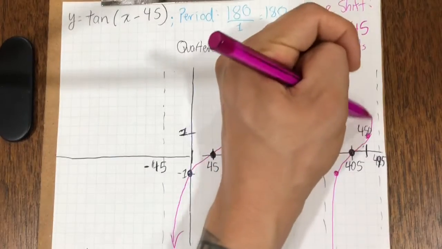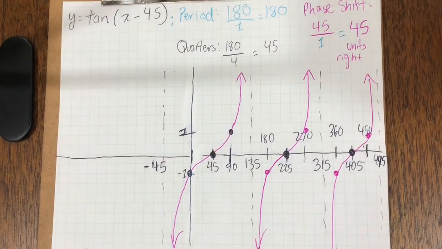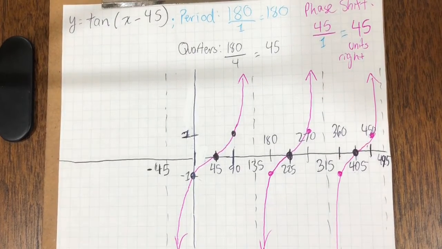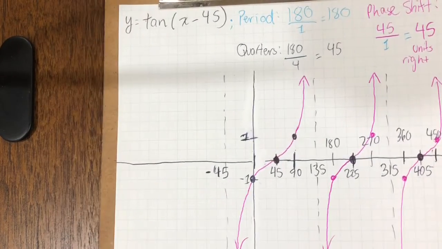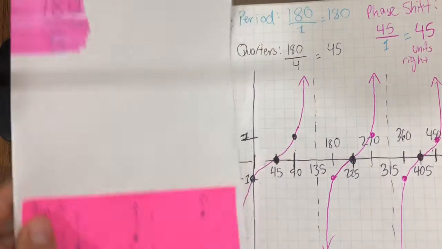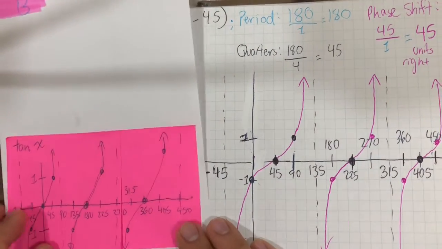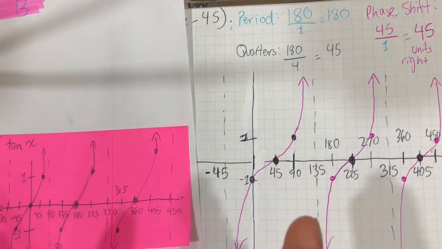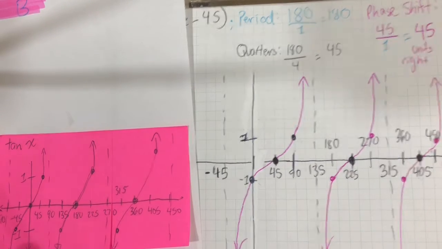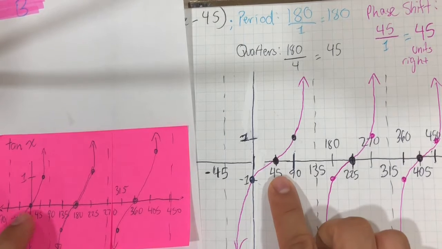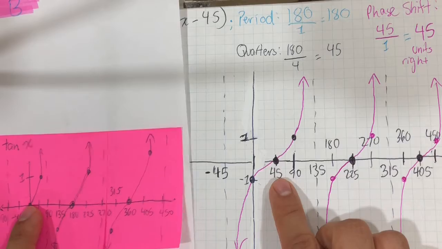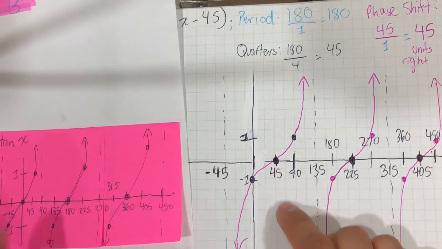Go ahead, connect the points, make the graph, and there we have it. So we have our graph for tan of x minus 45. And if we were to compare this to the original graph, we see that the graph shifted to the right. Not that much, but it did shift a bit, because if we take a look at the two midpoints, we see that this one started at 0, 0, and then this starts at 45, 0.